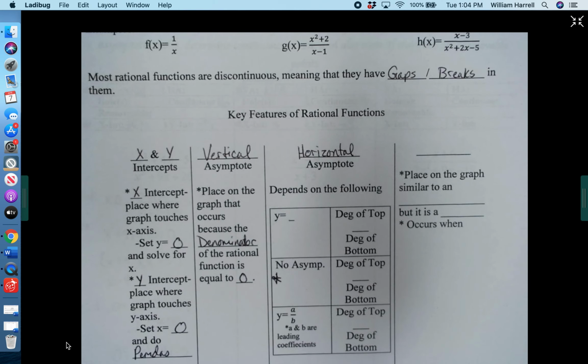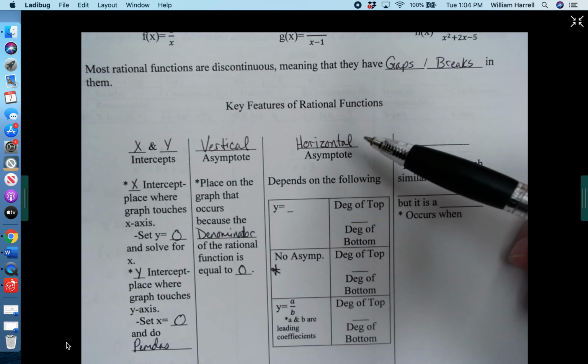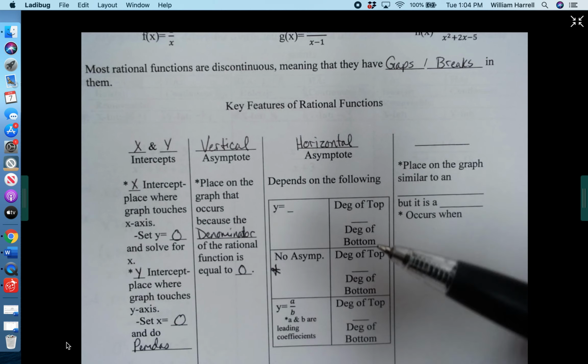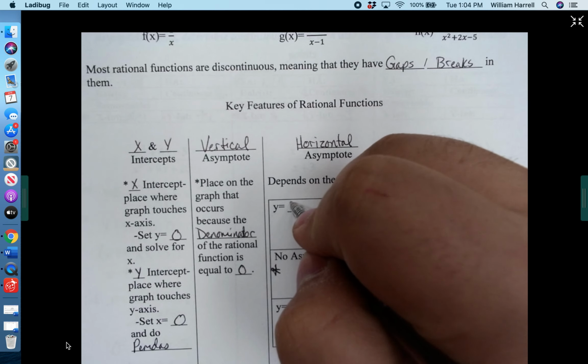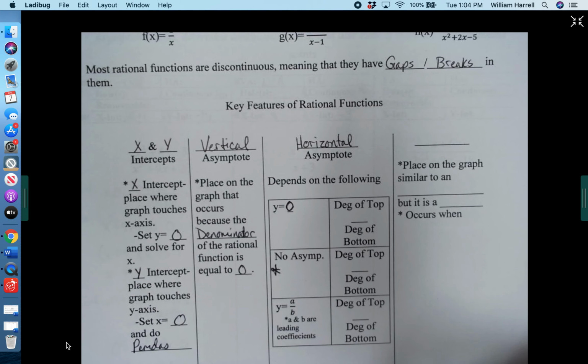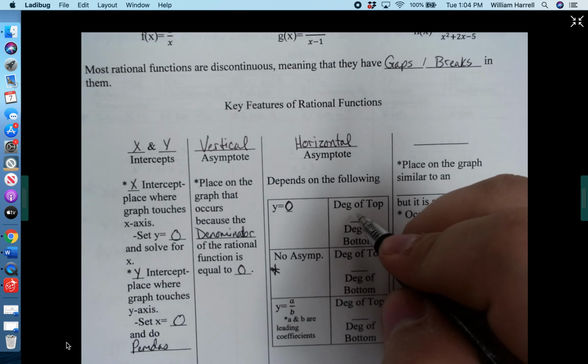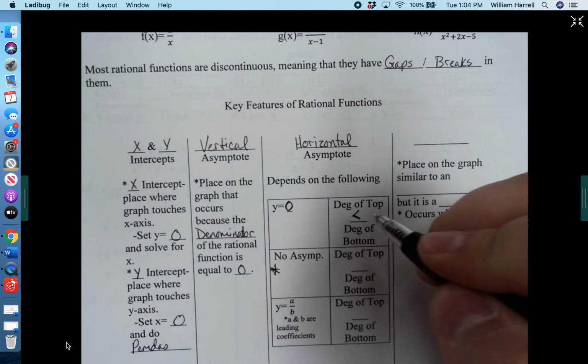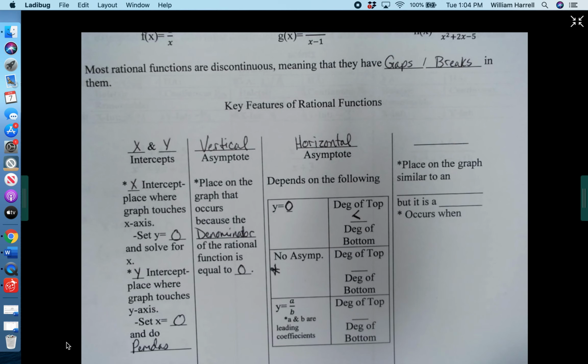If we were in a class setting, I'd give a table a whole bunch of polynomials, or a whole bunch of rational functions, and say compare them, find some similarities, find some differences, etc. But since we don't have that luxury, I'm just going to give you the rules flat out. Y is equal to 0, when the degree of the top is less than the degree of the bottom.